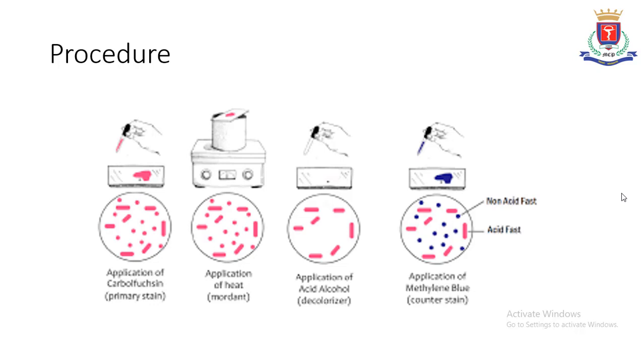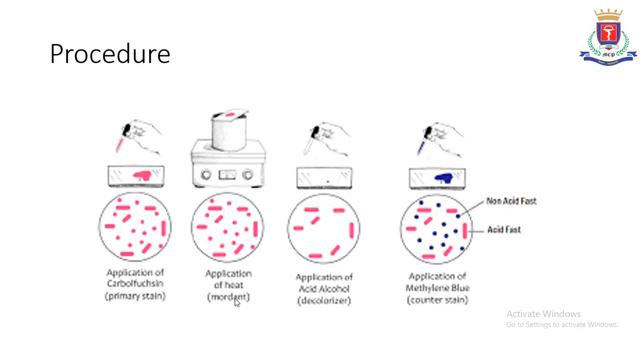After heat fixing, you will add the carbol fuchsin stain, which is usually pink in color. Once you add it, you will apply heat to the stain. So here the application of heat acts as a mordant where the stain is penetrated deeper into the cell wall structure so that the particular bacteria gets easily stained.